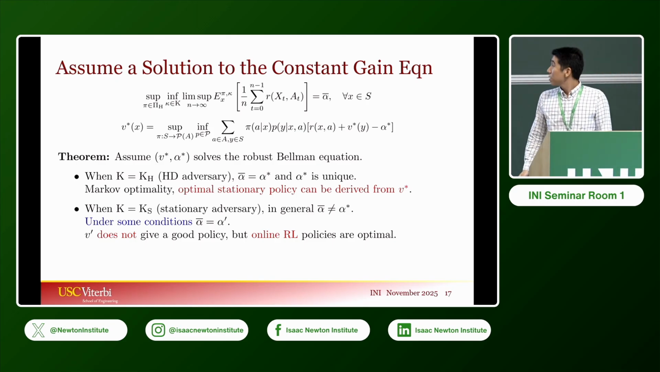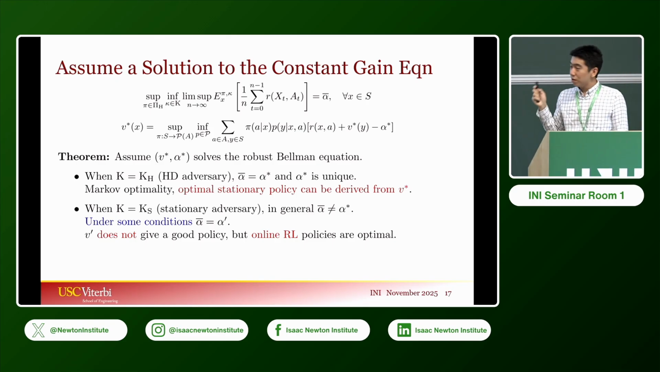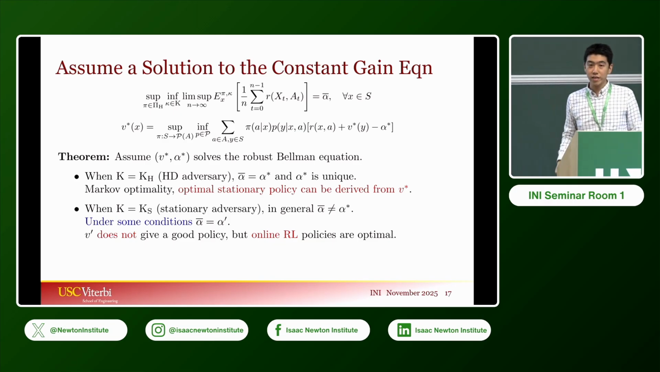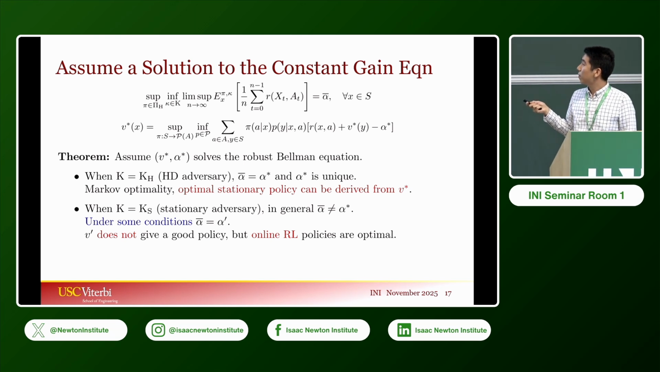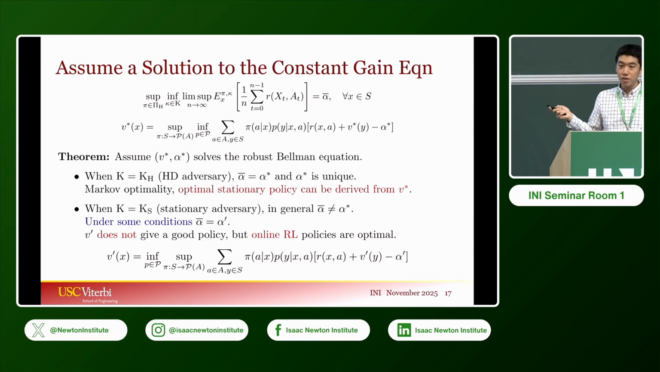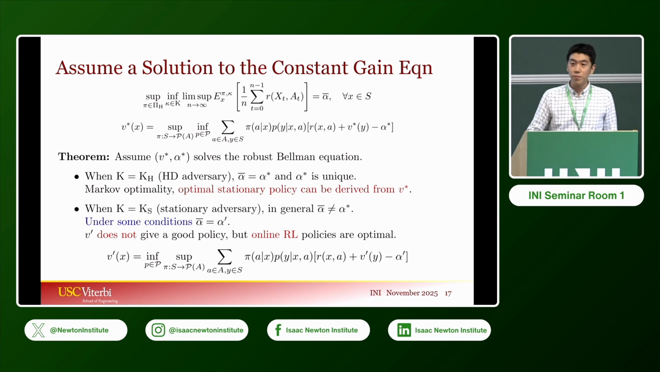Bellman equation. On the other hand, something very interesting happens for the stationary case. When the adversary is stationary, in general we do not have alpha bar equal to alpha star. Under some condition, we can show that alpha bar equals alpha prime, where alpha prime is the solution of another Bellman type equation, where interestingly the inf and the sup ordering are interchanged. Moreover, the V prime that is part of the solution to the second equation does not give you a good policy.